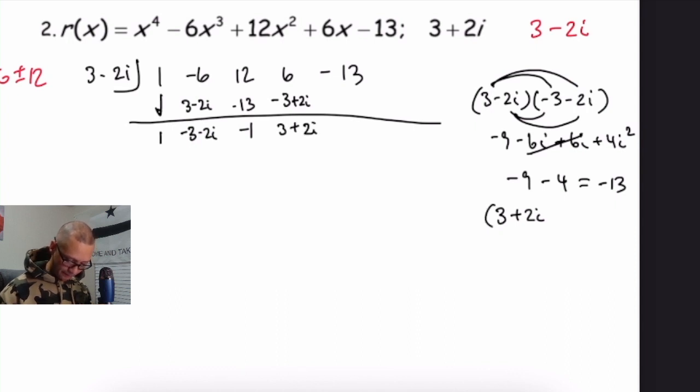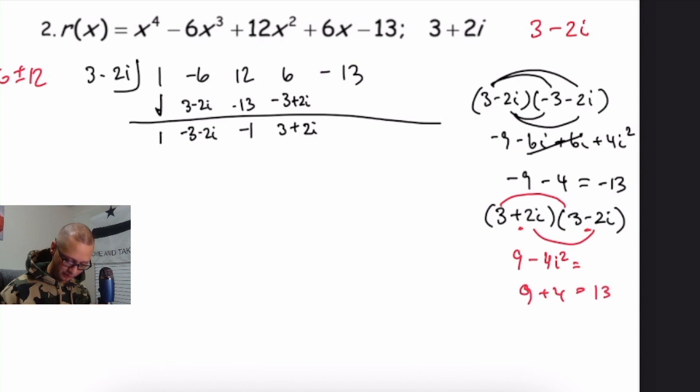Okay, when we multiply, we're going to get 3 minus 2i. Okay, conjugate pair, that's actually kind of nice. When you have a conjugate pair, they're identical except for the sign. First times first, last times last. This is going to be negative 4i squared. i squared is negative 1. So this is going to make this 9 plus 4, which is 13. When you add, we get 0.